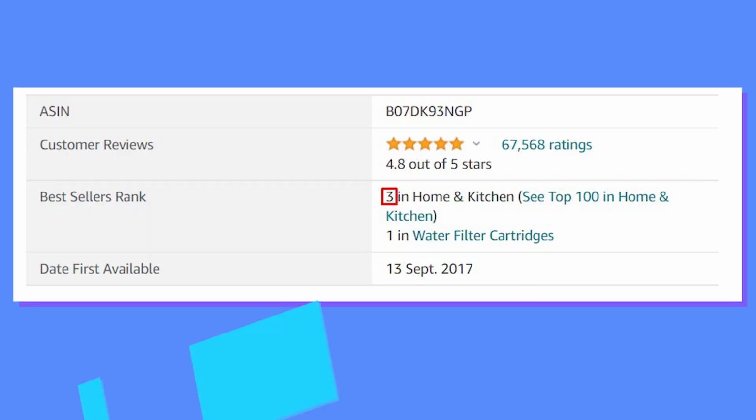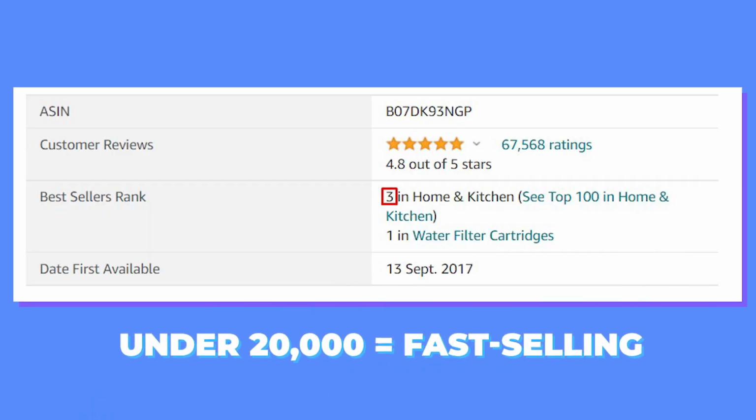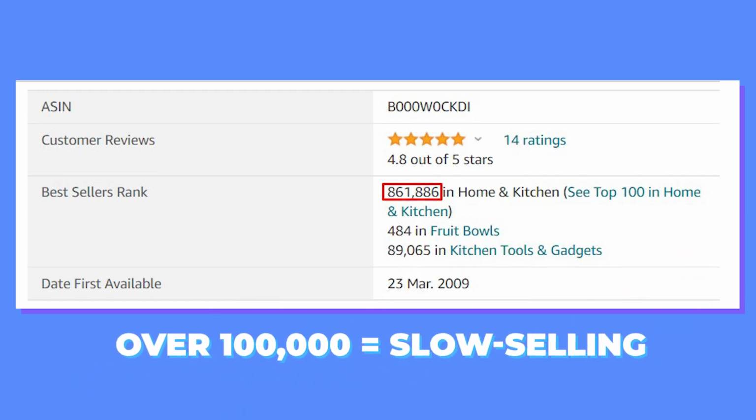So for you, what does this mean? Well, quite simply, if you're looking at fast selling items, then usually anything under about 20,000, maybe 30,000, is going to be on the faster side, and anything over 100K is going to be on the much slower side of the sales.